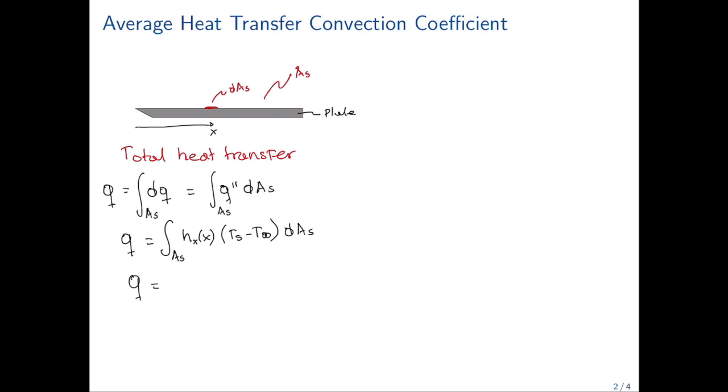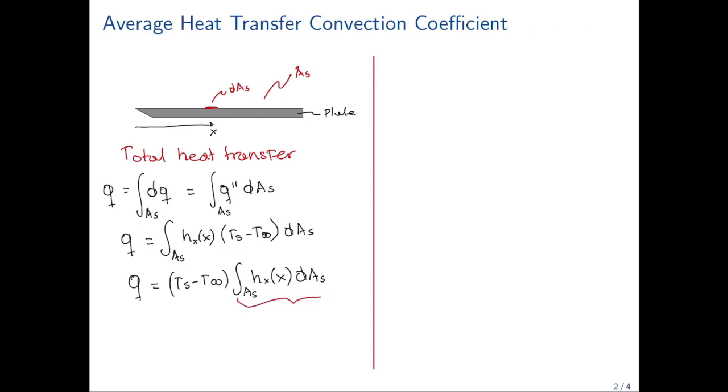So Q is equal to Ts minus T infinity multiplied by the integral over the total area of h of x dAs. The expression in the integral can be summarized as the multiplication of an average convection coefficient times the total surface area. And with that definition, we can write that Q is equal to Ts minus T infinity multiplied by the average convection coefficient and multiplied by the surface area.